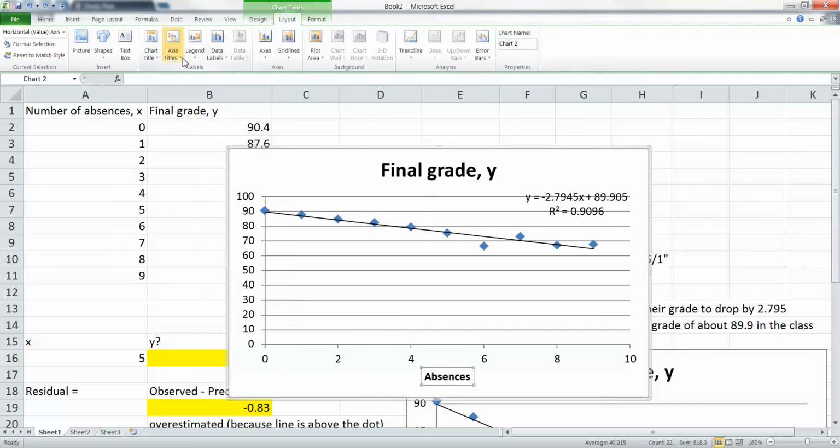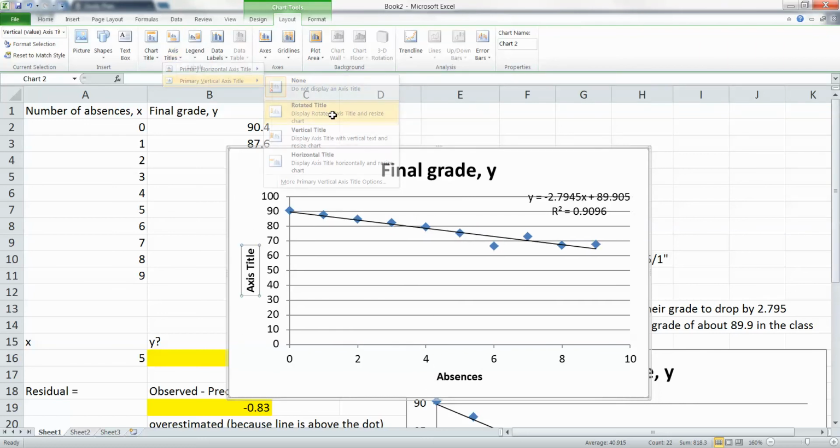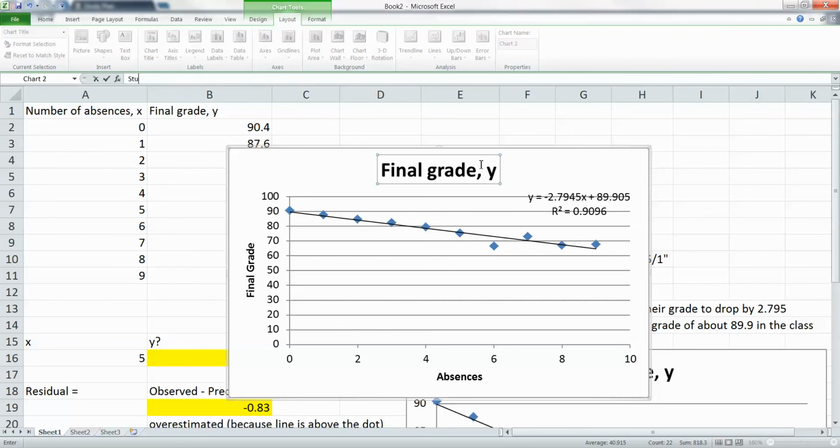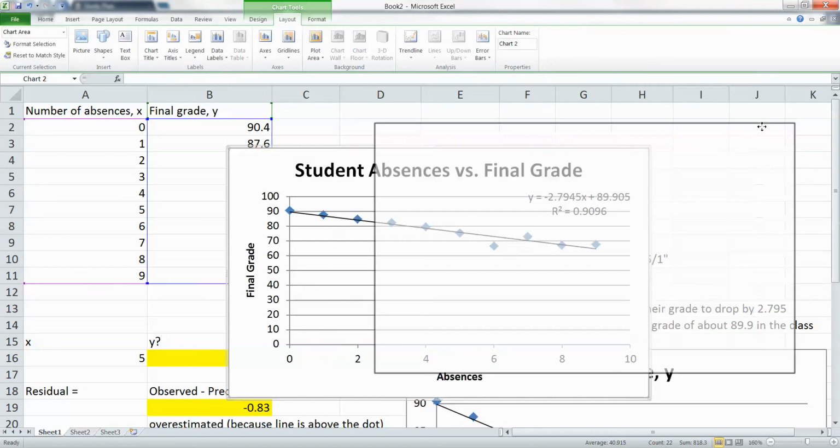Oops, I didn't mean it that way. I always like the rotated one. And so this is student absences versus final grade. There we go. Boom.